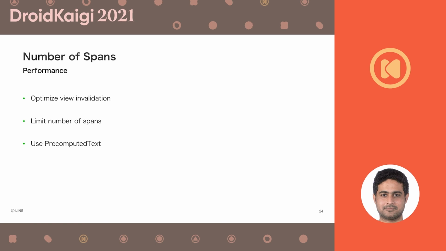The second part is to limit the number of spans. Especially in a chat application, a user can enter as many spans as he wants. So if we can limit the number of spans, like to 100, then we can save some headache due to performance issues. And we can also use pre-computed text. Now we have a lot of spans in our text view or edit text, so the pre-computed text will actually offload the calculation to a background thread. This will definitely help us solve some performance issues.